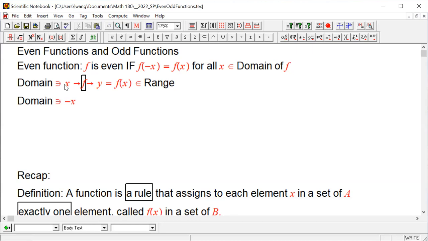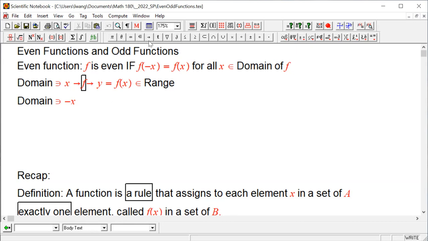Okay, so if x is in the domain, its opposite is also in the domain. So basically, we're saying for any number we have in the domain, if x is in the domain, its opposite is also in the domain. For example, if 2 is in the domain, then -2 must be in the domain as well. If -3 is in the domain, the opposite of -3, which is the negative of -3, is +3, is also in the domain.